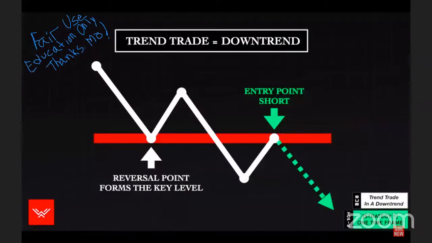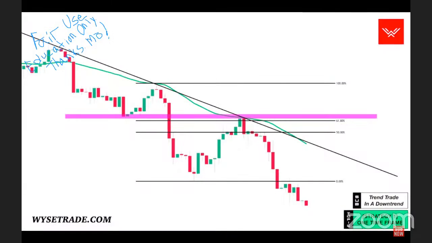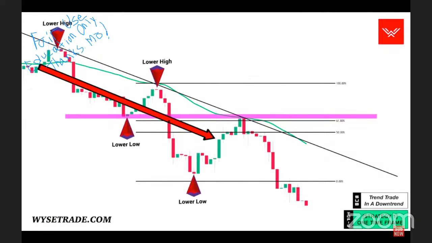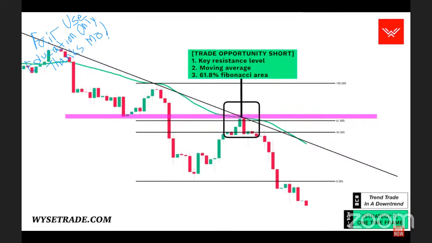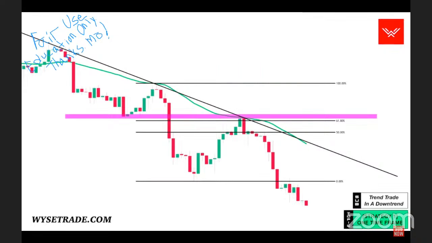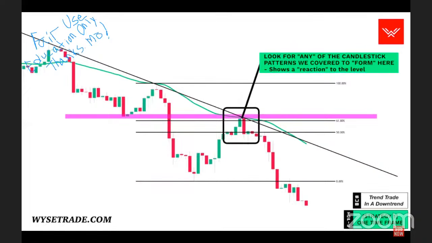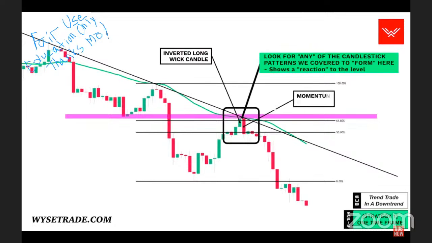Here is the anatomy of the variation. Now on the charts, clear moving downtrend through the lower highs and lower lows. This here is your area of confluence and where the trade opportunity presented itself. As price came back up to this level, you were looking for any of the candlestick patterns to form at the area of confluence. And in this case, you had an inverted long wick candle form, followed by a momentum candle, which shows a reaction to the level.